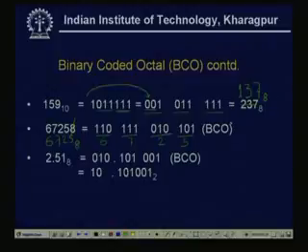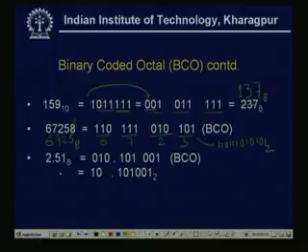What will be the binary? Because no leading zeros are there, if I just merge these 3-bit numbers, then it will be my binary, that is 1 1 0 1 1 1 0 1 0 1 0 1. This is my binary number.